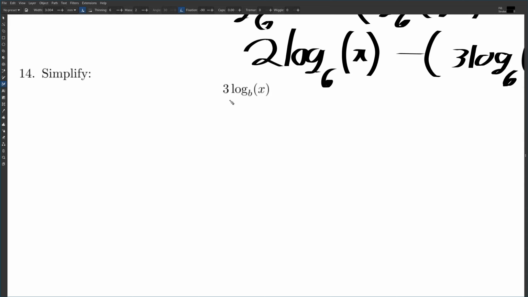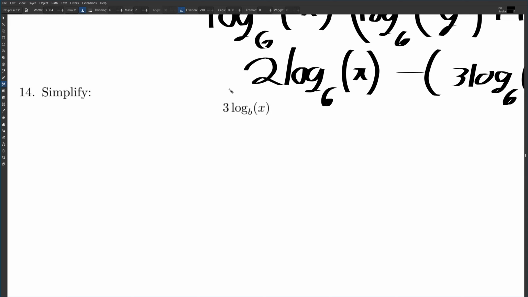Okay, next one. 3 times log base b of x. If we have this number outside, we can put it back inside. It can come in and out like a door. We just write it as log base b of x cubed.